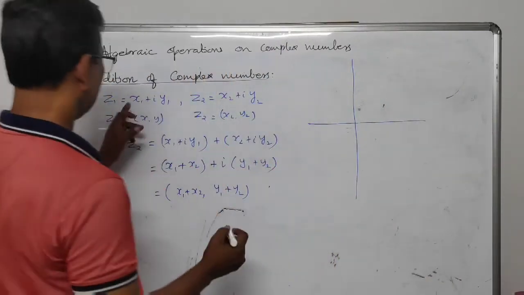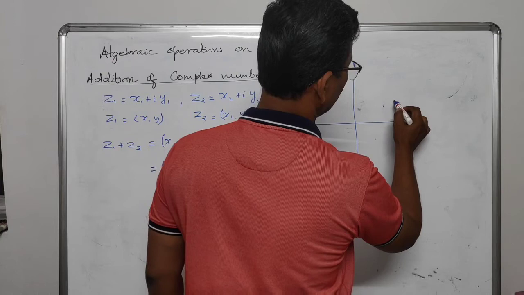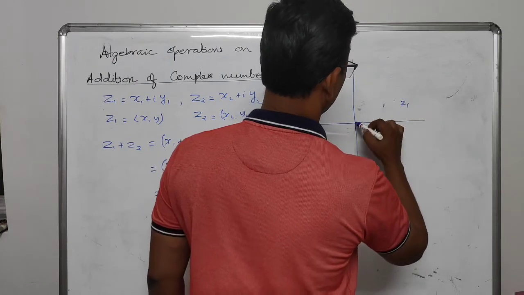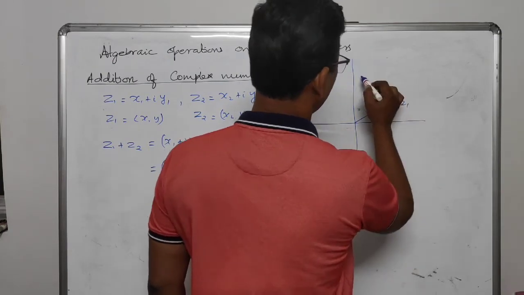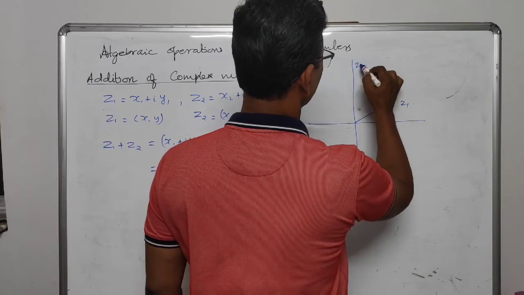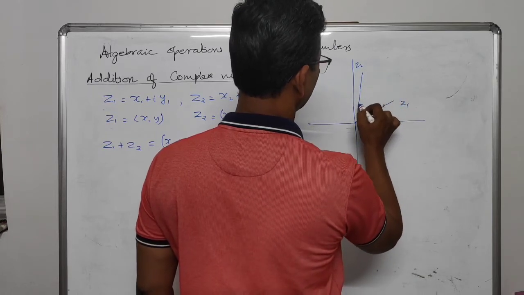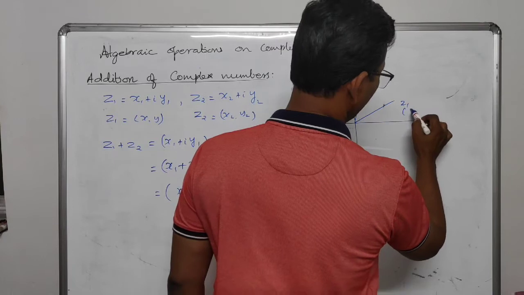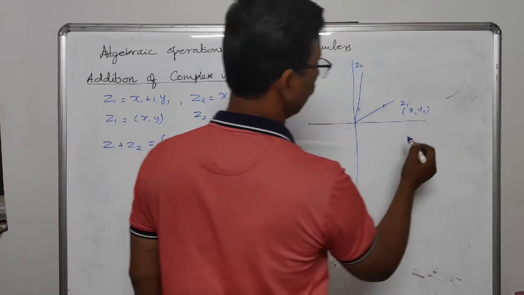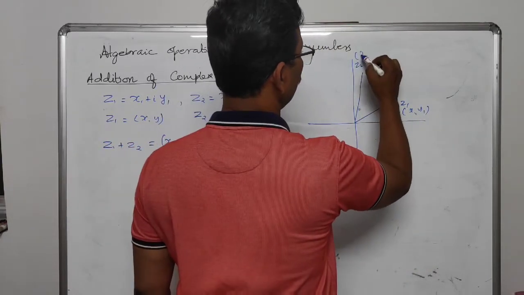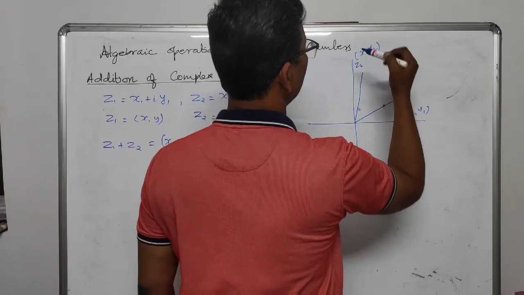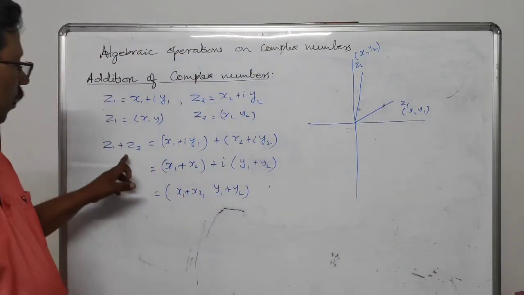Now you can take z1 here. This is z1. Then you can take here, this is z2. The coordinates of z1 will be x1 comma y1. The coordinate of z2 will be x2 comma y2. Now I want to find the sum of these two.